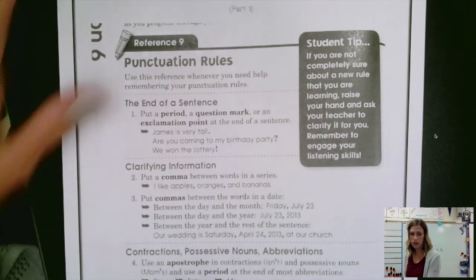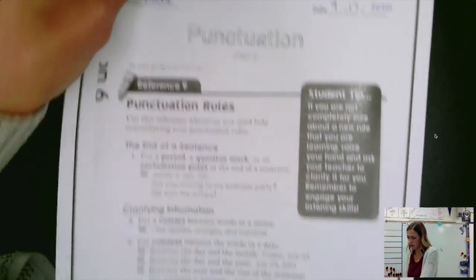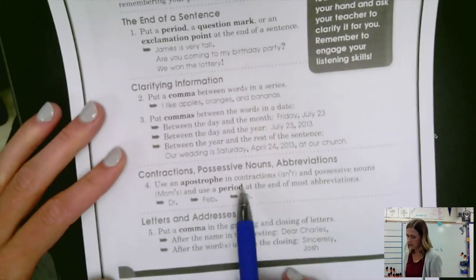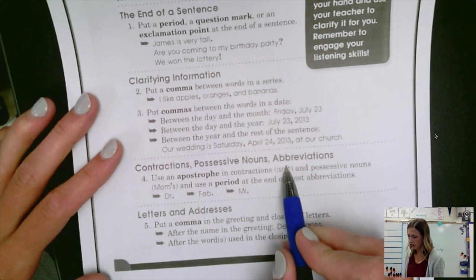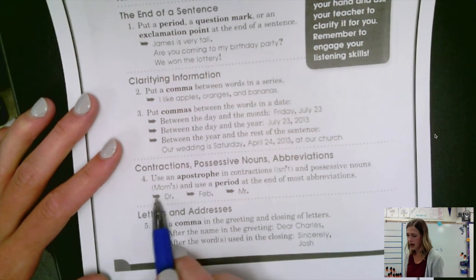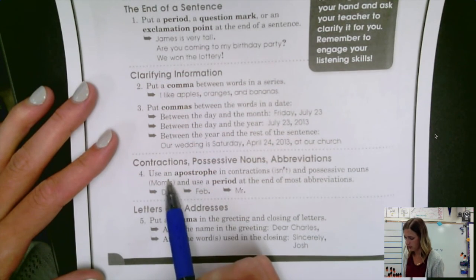We're also going to use an apostrophe when we have contractions and possessive nouns. So, for example, isn't, which really means is not, we have an apostrophe in. Mom's, if I was going to read Mom's book, right? Because it belongs to her, it shows possession, that's going to have an apostrophe.